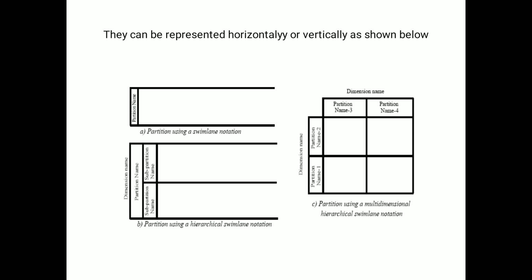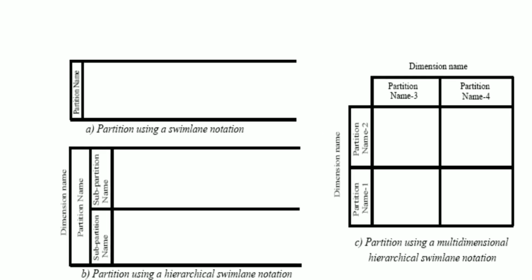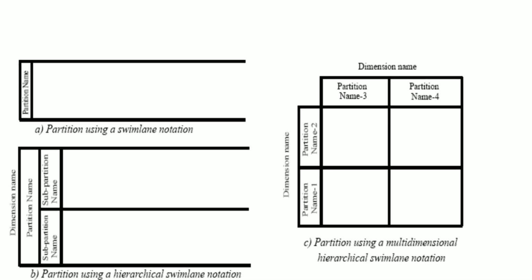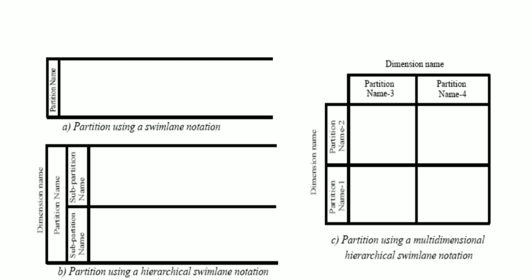Now see, this is the diagram. You can see that they can be represented horizontally or vertically as shown in this particular figure. Now here is a partition using hierarchical, and here in the next, a partition using multi-dimensional hierarchical swim lane notation.